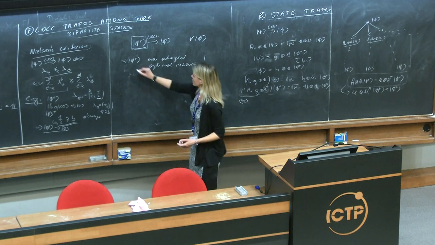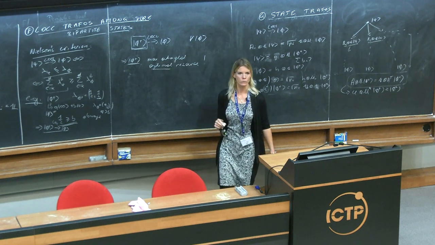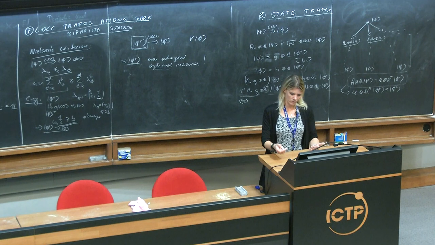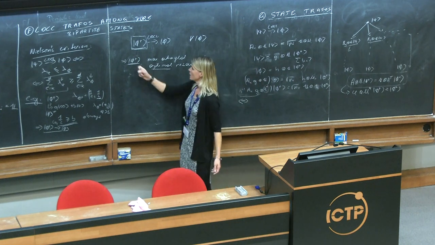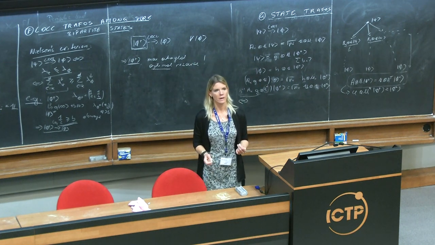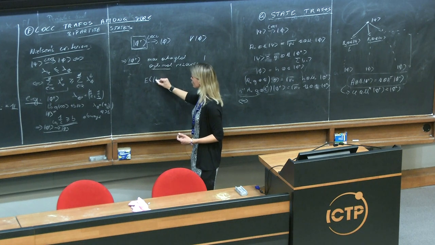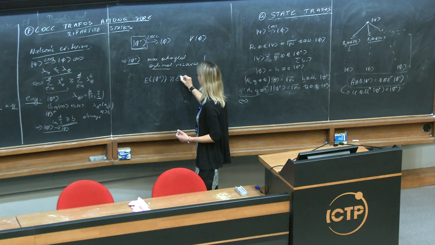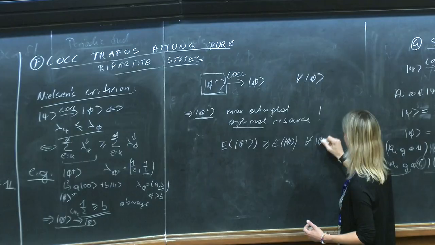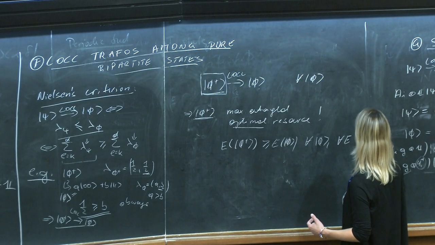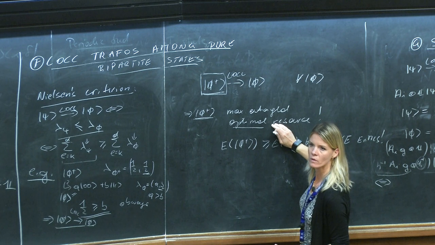Okay? But this state allows me to go to any other with LOCC, and this is why it is the optimal resource. And the optimal resource for an entanglement theory means maximally entangled. Okay? But now we have proven that phi plus is not only maximally entangled because there is some measure which is optimized by phi plus, but we have proven that for this state it holds that the entanglement, whatever measure you choose, is larger or equal to E of phi for all phi and for all entanglement measures. Okay, this is why I can say this is the optimal resource. Okay?